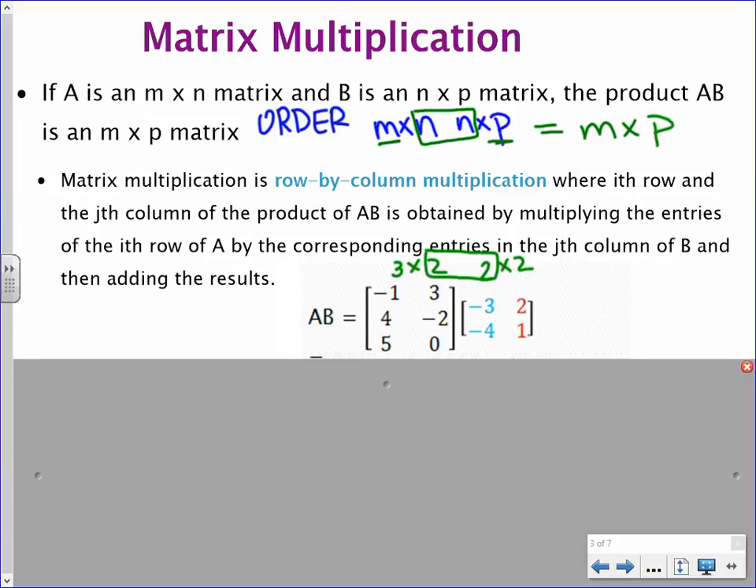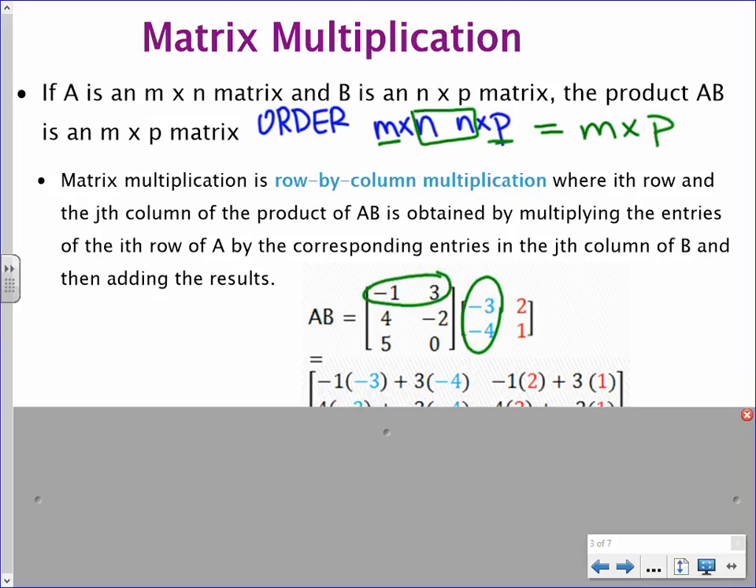Now, we're going to go through this slow, and we're going to do another example. Okay. So what we're going to do is take row times column, and you're going to take these numbers and match them up with these two. So for your first row, first column, which is right here, you're going to take -1 times -3 and add it to 3 times -4.